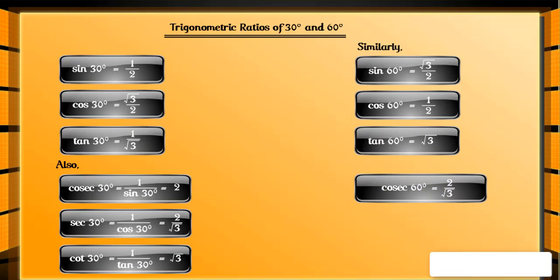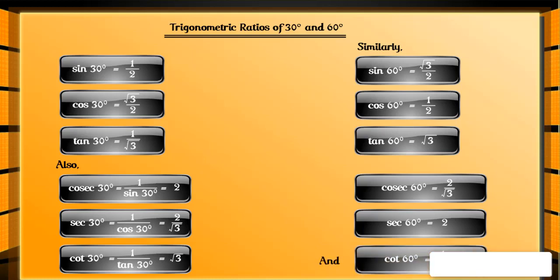Cosec 60 degrees is equal to 2 upon under root 3. Sec 60 degrees is equal to 2. And cot 60 degrees is equal to 1 upon under root 3.